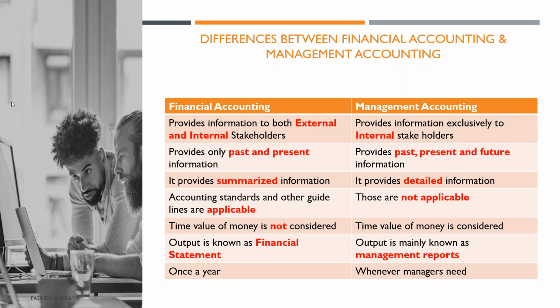Output of the financial accountings are known as the financial statements, but output of the management accounting are known as a management report. Last one, financial accounting provide the information once a year, but the management accounting provide the information whenever managers need. Whenever appropriate, whenever the managers need, they provide the information. And one more thing I said here, financial accounting is compulsory to maintain, because that is prepared by the internal stakeholders and that is used by the external stakeholder, but the management accounting informations are what? Optional, that they can decide.